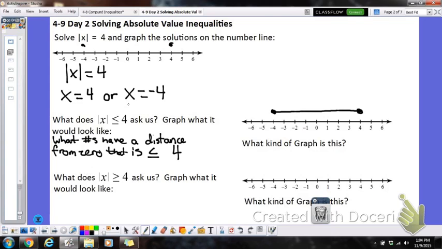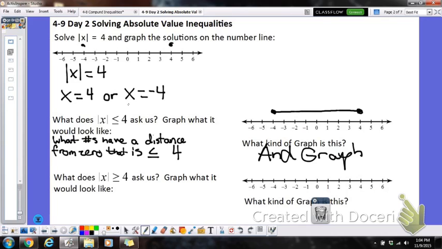So let's look at what kind of graph this is. This is an AND graph because the lines are connected, it's in between. So this is an AND graph. We're going to have to remember that for a little bit later.